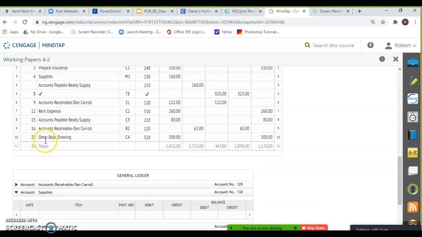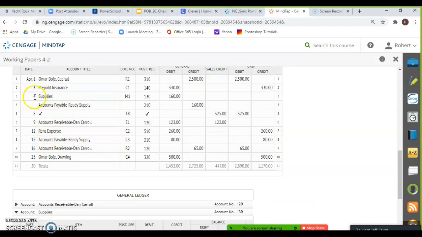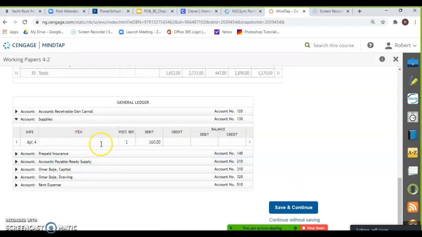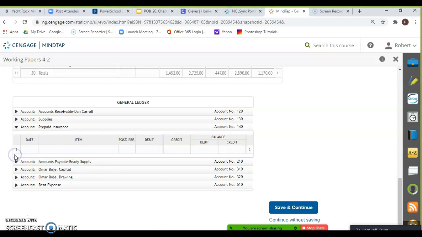So we'll go down here to supplies. See what kind of supplies transactions we had. So it has April 4th supplies for $160 debit. APR 4. That's page 1 of the journal. That was $160 debit. So that's the only entry for supplies. So let's go down here for prepaid insurance.